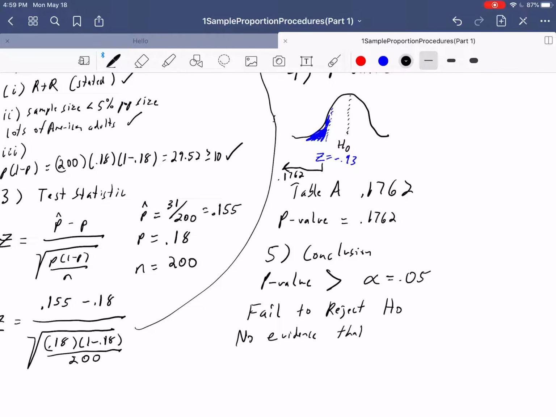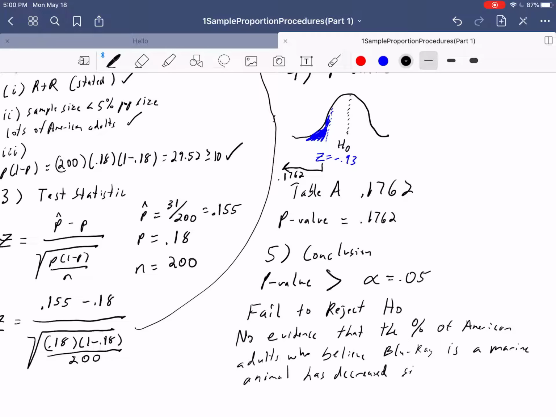No evidence that the percentage of American adults who believe Blu-ray is a marine animal has decreased since 2014. So what we've just found here is that there's no evidence to support that that percentage of Americans who believe Blu-ray is a marine animal has decreased since 2014. Obviously, in our little sample of 200 people, the percentage was a bit lower, but it wasn't low enough to really believe that there's been some fundamental change.